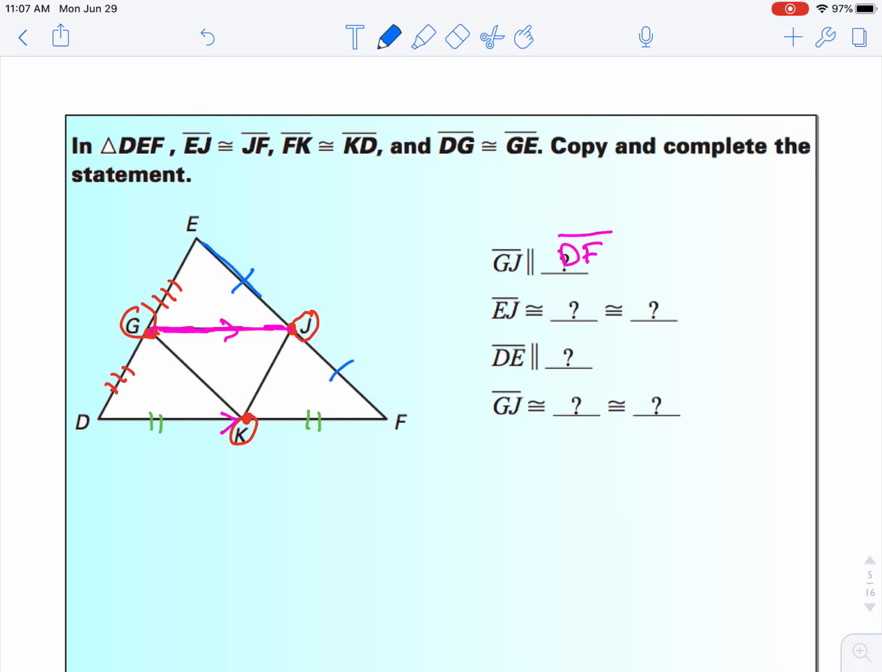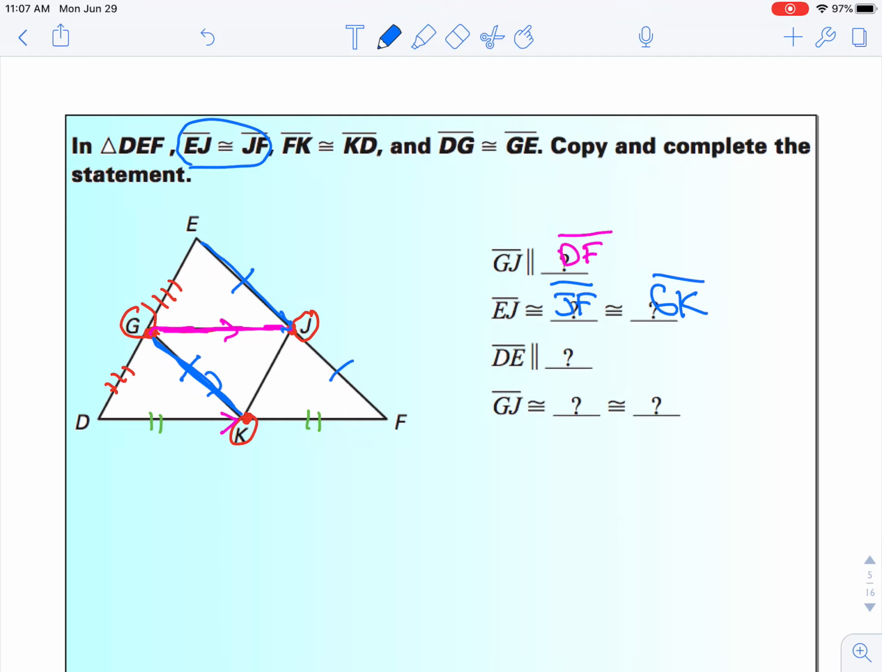Well, here's EJ. What segment is congruent to it? Well, it already gave us that it's congruent to JF, and we already marked it. But what other segment would it be congruent to? Well, remember, EJ is twice as long as GK. This is a mid-segment, it's parallel to that side and half as long. So if this is 1 tick mark plus 1 tick mark, EF, then GK also has to be 1 tick mark long. So GK is also congruent.